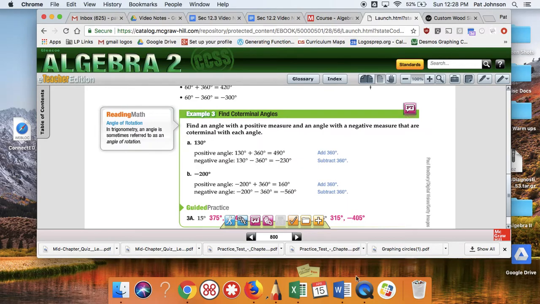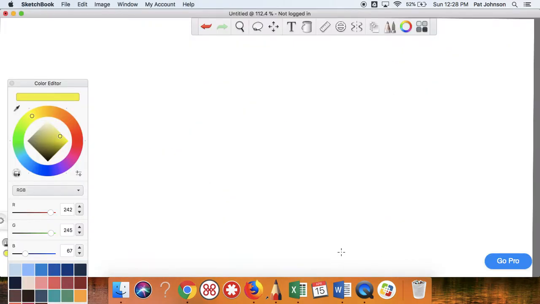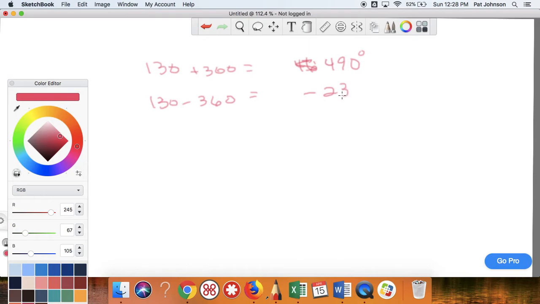So let's look at example 3. Find an angle with a positive measure and an angle with a negative measure that are coterminal with each angle. So they first give us 130 degrees. Okay, so first thing I'm going to do is add 360, and I'm going to get 490 degrees. That's positive. Then I'm going to take 130 and subtract 360, and I get negative 230 degrees. So I've got one positive and one negative.